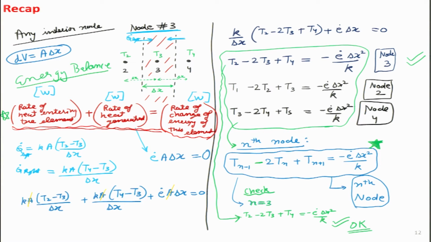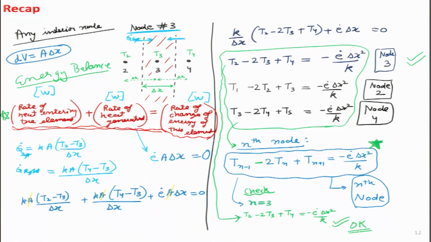Once we do the whole exercise for node 3, we don't have to do it again for node 2 and node 4. We wrote them based on the pattern that we are seeing on the right hand side of the screen. So the node 2 and node 4 results were also obtained immediately, and in fact we generalized it, as shown here, so that we can write it for any nth node. We took the node number n, and assuming it to be an interior node, we can write this particular equation.